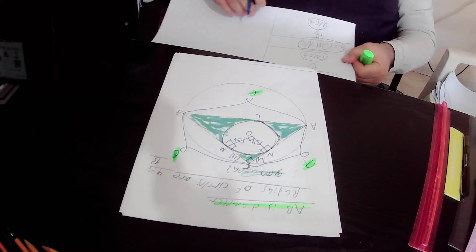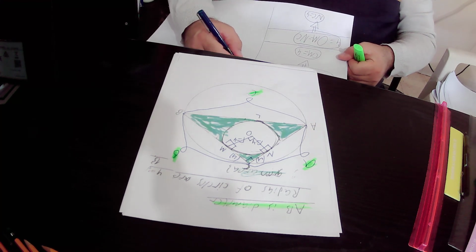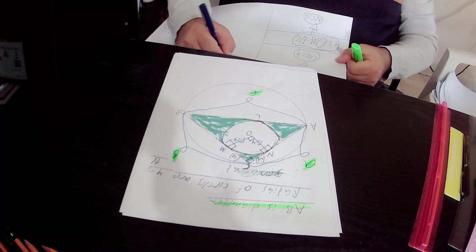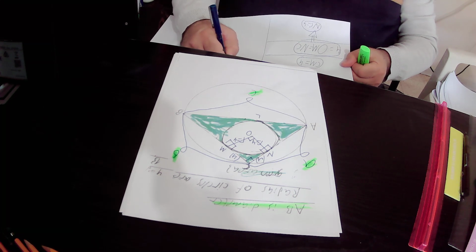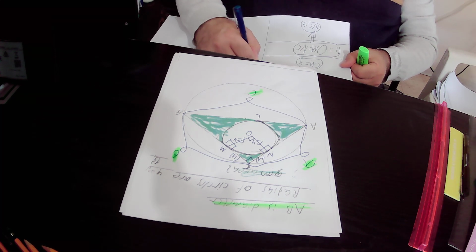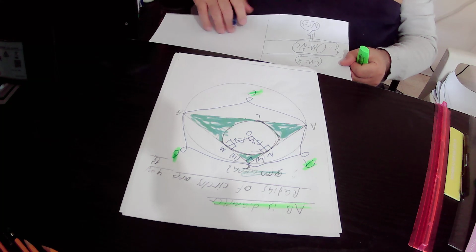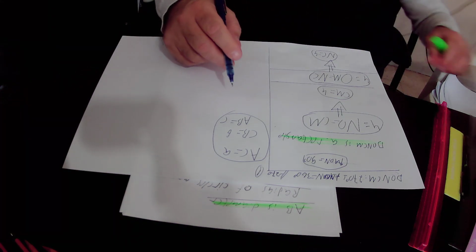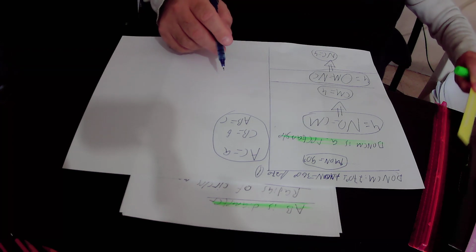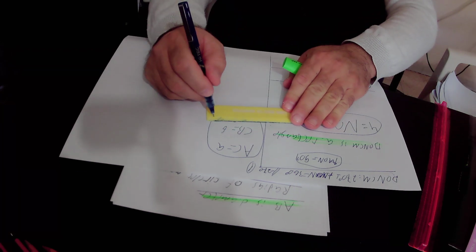So, repeat again that AC equals A, CB equals B, and AB equals C. I repeat again, AC equals A, BC equals B, and AB equals C according to our definition.